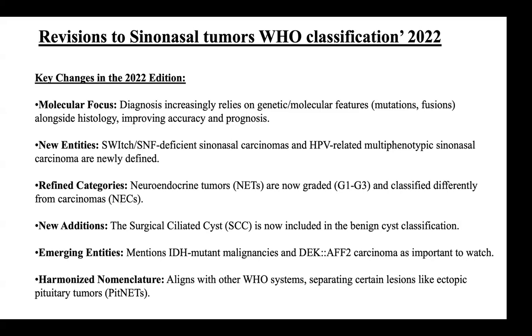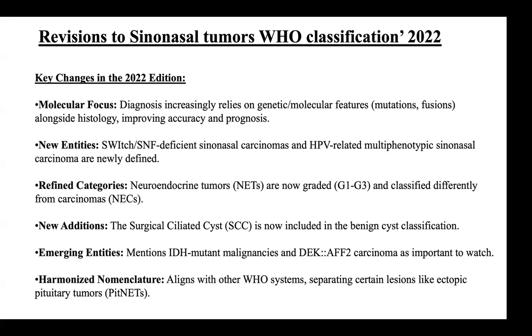Earlier, grade 3 neuroendocrine tumors were almost considered a carcinoma, but now in the classifications, neuroendocrine tumors are graded G1 to G3 and classified differently from carcinomas. So in a broad sense, a small cell carcinoma will be taken as a neuroendocrine carcinoma, and the remaining carcinoids shall be graded as grade 1 to grade 3 depending on the proliferative index. Among the new additions, we have a surgical ciliated cyst as a benign cyst, and emerging entities that define IDH-mutant malignancies and AFF2 carcinoma.